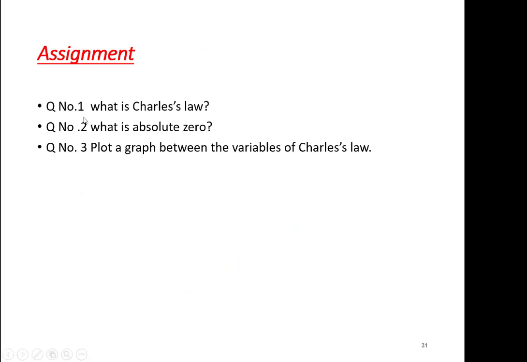Now there is an assignment for you. Question number 1 is, what is Charles' law? You have to define Charles' law. Question number 2 is, what is absolute zero? You have to tell what absolute zero is. And question number 3 is, plot a graph between the variables of Charles' law.